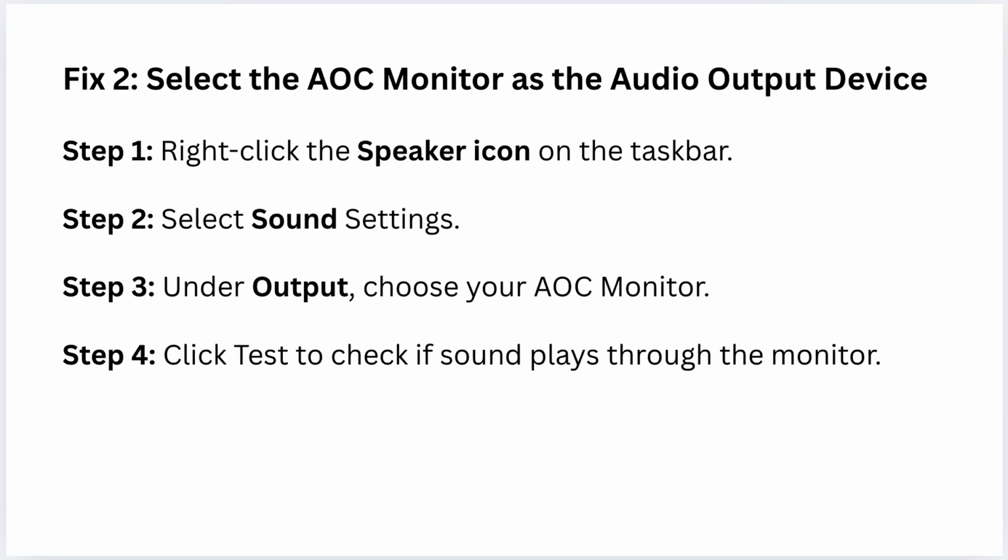Second one is select the AOC monitor as the audio output device. Right click the speaker icon on the taskbar, then open sound settings. Under output, choose your AOC monitor, then click test to check if sound plays through your monitor.